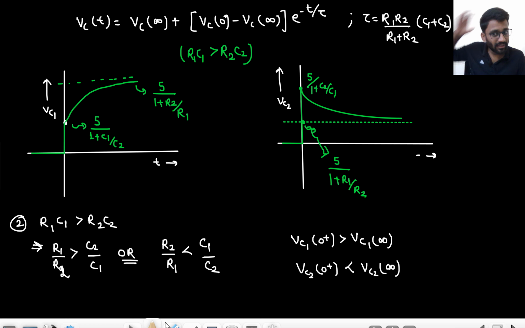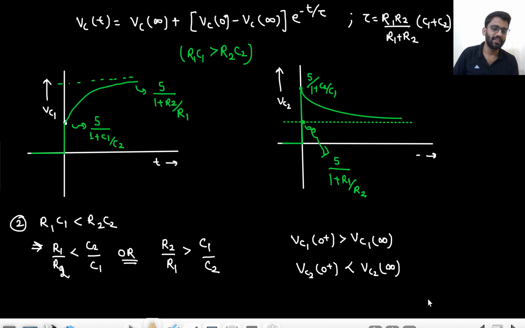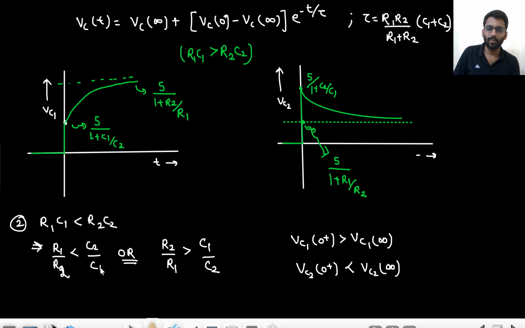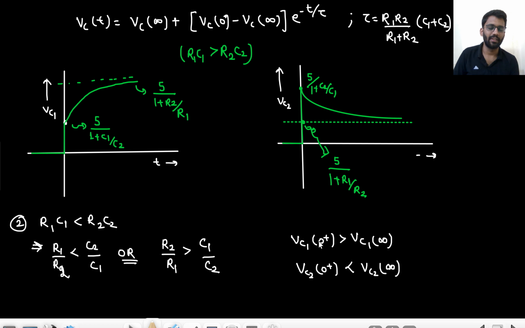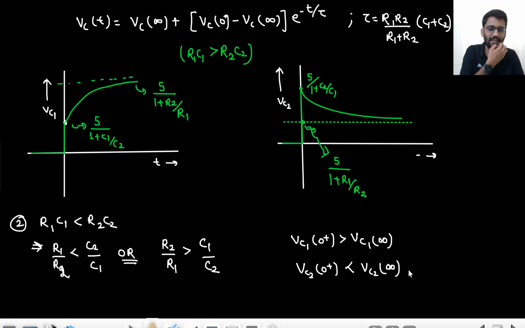Okay, wait. R1 by R2 is lesser. So R1 by R2 is less, that means this overall value will be larger. So VC2 infinity will be larger. Now talking about VC1 infinity, R2 by R1 is high, so this overall value will be low. So VC1 infinity is low. I am just putting down the values, nothing else.